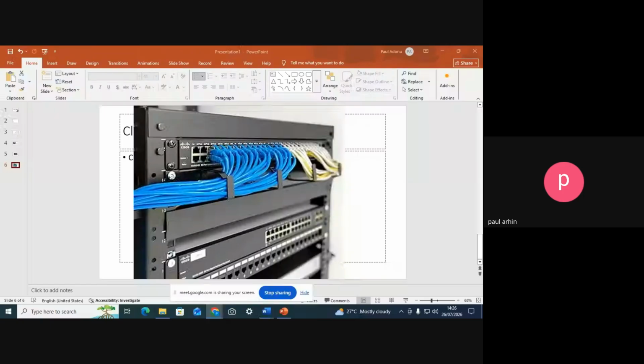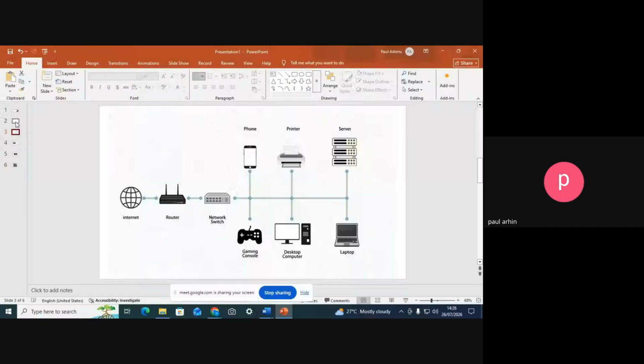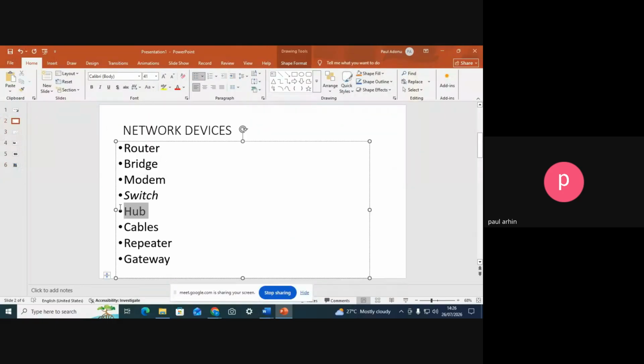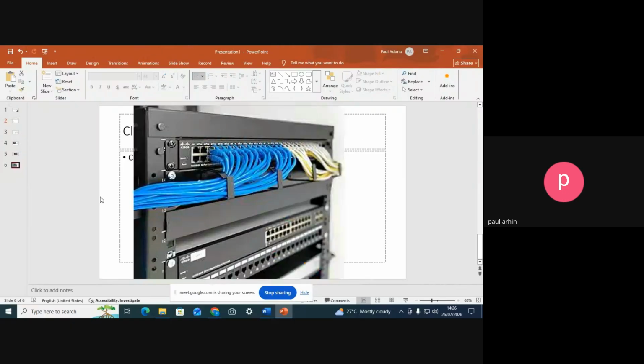But then the switch has a brother called a hub. I think someone mentioned hub as a device in there. Okay, I'll show you that. This hub here was mentioned. The switch has that as a brother. Of course, the hub even came into existence before a switch came.